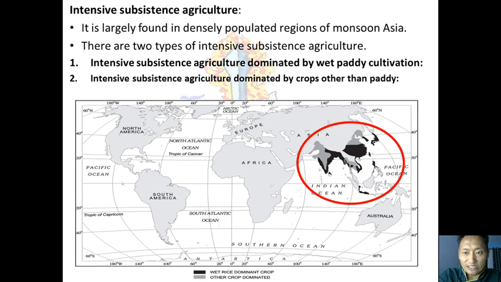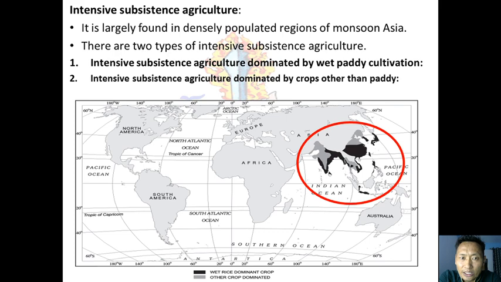So how can we say intensive use of agricultural land? Here it means that in a year they are cultivating two or more than two crops in the same agricultural land during one year. Because of that they are using that particular agricultural land in an intensive way, and this type of agriculture is called intensive. So they are cultivating two or more than two crops in the same agricultural land.